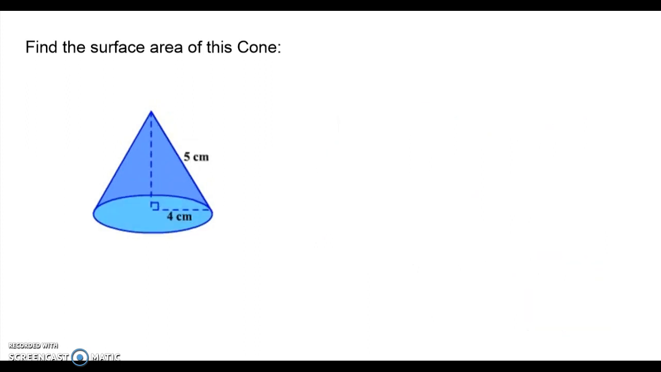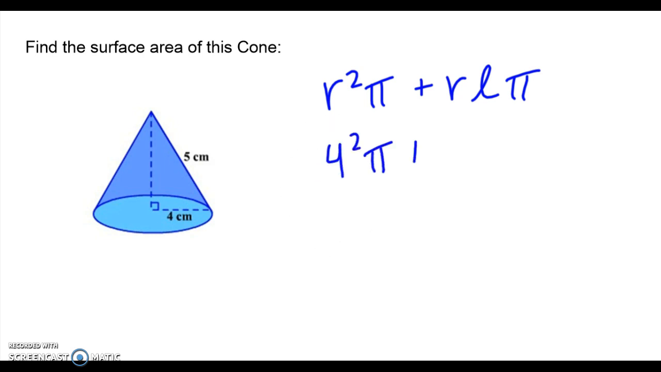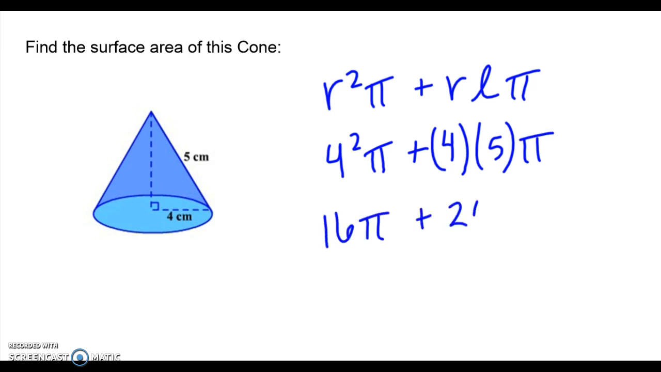All right, I want you to try this one. So pause the video. Yes, pause it even if you think you know how to do it. Okay, pause it. And then when you're done, come back. Always write down the formula first. R squared pi plus r times slant height times pi. So radius is 4. 4 squared pi plus 4 times 5 times pi. So we get 16 pi plus 20 pi, which is 36 pi centimeters squared.